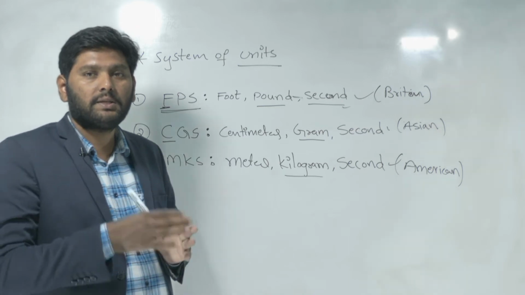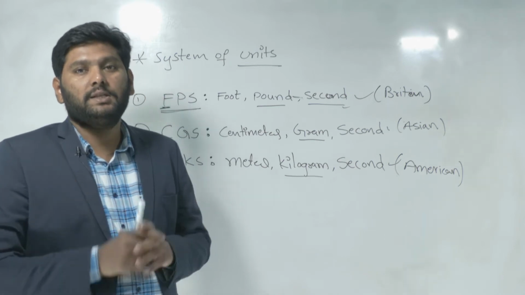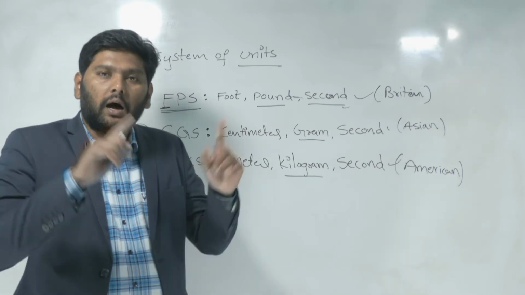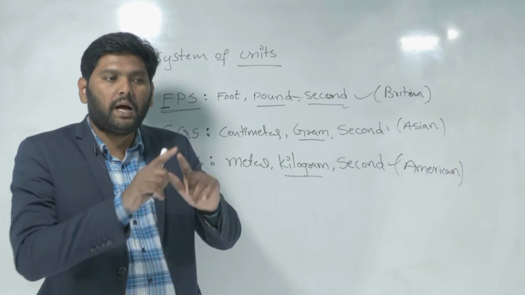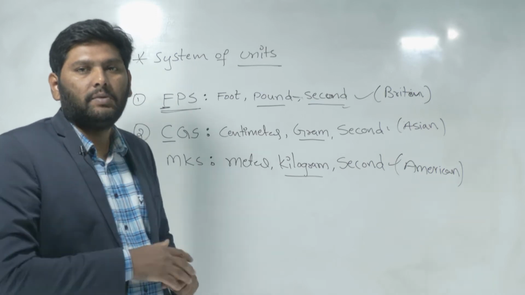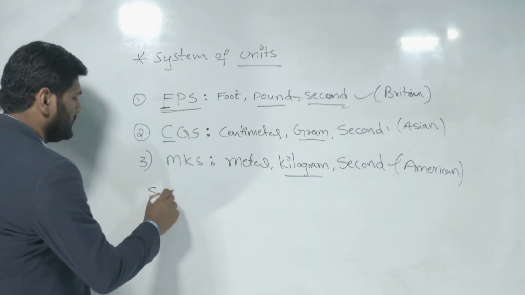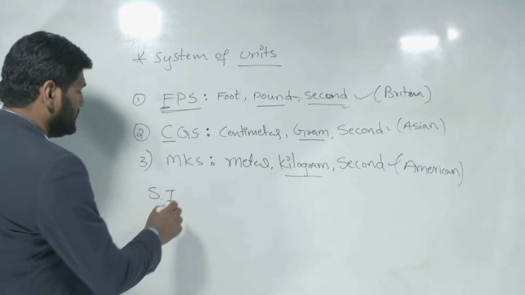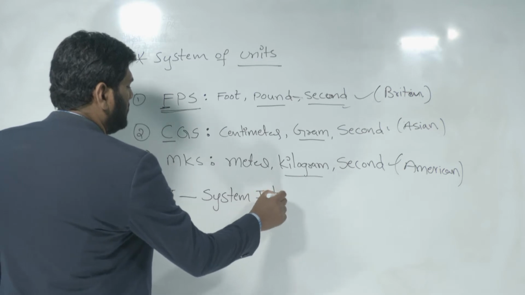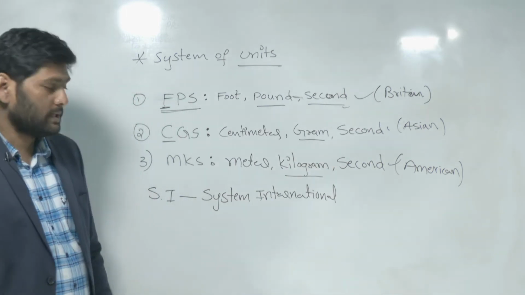So there is a loss, or something else happens, while measuring this length. So there is a conflict between the units, such that the people of all countries gathered and adopted one system of units, that is known as the SI system. What is meant by SI? SI means System International.